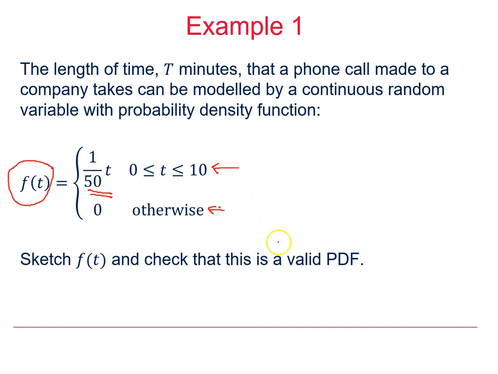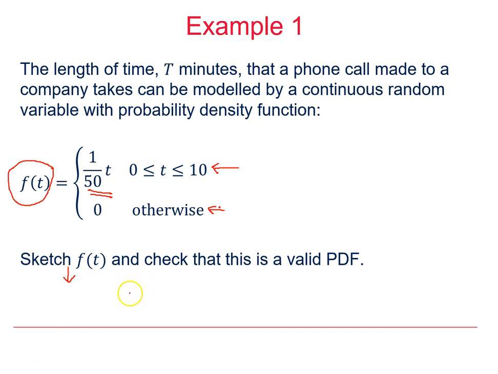And this is very common with probability density functions. They are modelling a situation, but only for a part of the possible range of values that could be involved, and here just 0 to 10. And what we have to do is sketch f of t, and you might like to use a graphics calculator, although this is very simple, to sketch it.